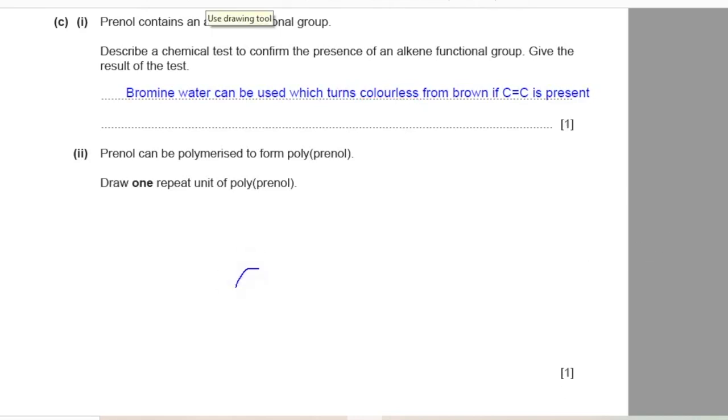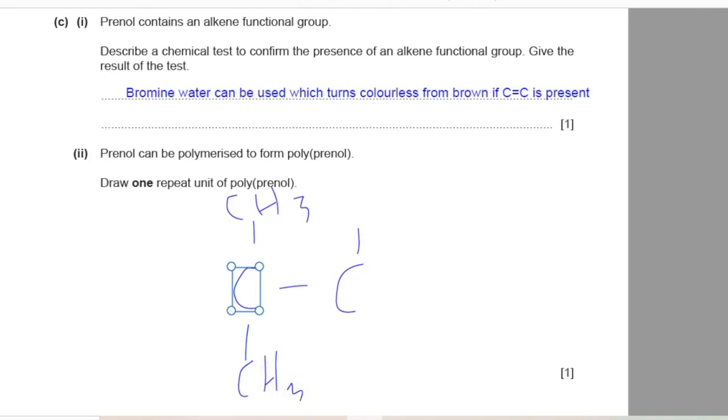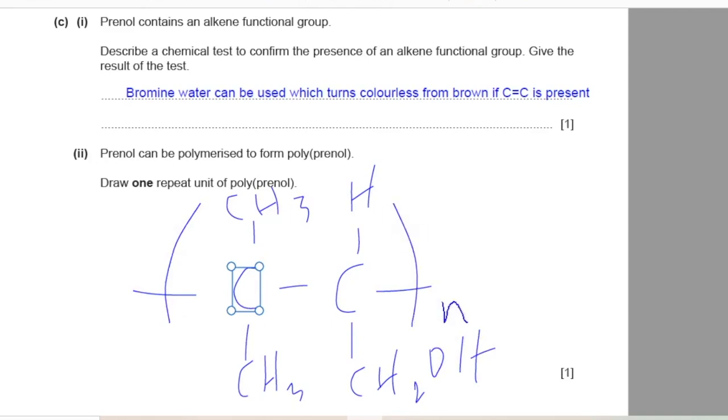So the carbon-to-carbon double bond breaks. The rest of the structure will remain the same, with H here and CH2OH, and the pi bond which breaks will now form two new sigma bonds. Then you put a bracket.